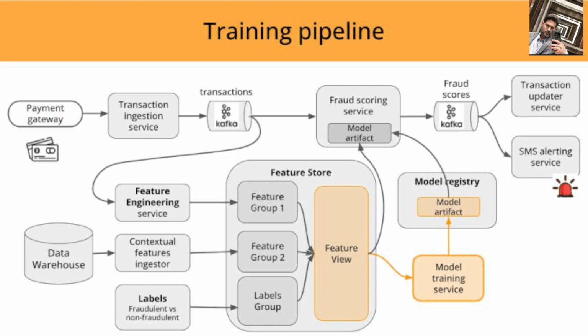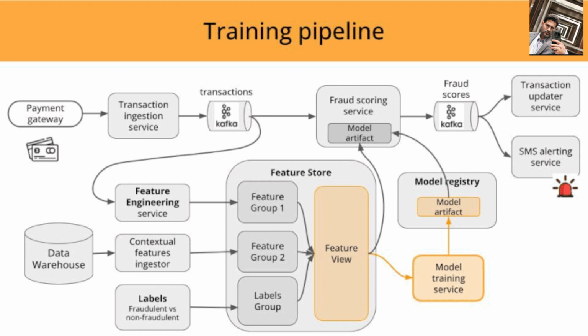Based on the fraud score, different actions can be taken. The transaction updater service might flag the transaction in a database, while the SMS alerting service could send a notification to the user if a suspicious transaction is detected. Now, let's look at how the model actually learns to identify fraud.